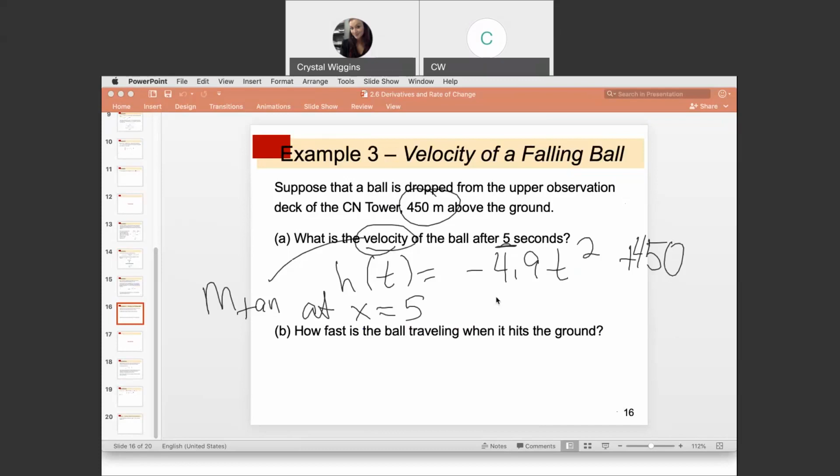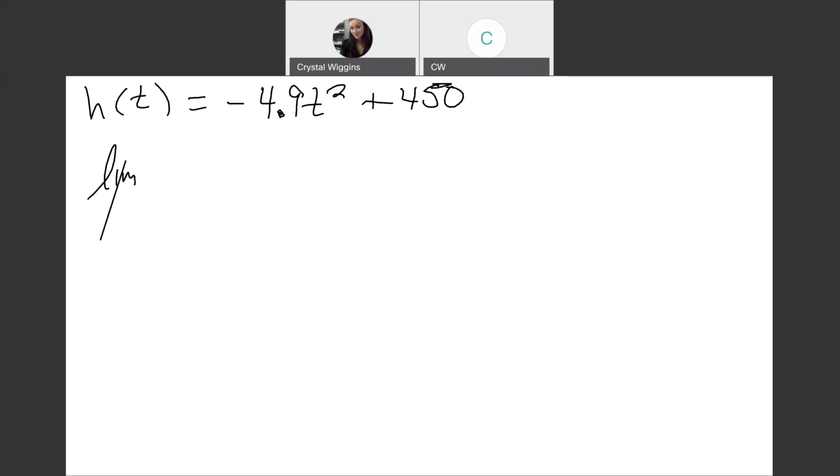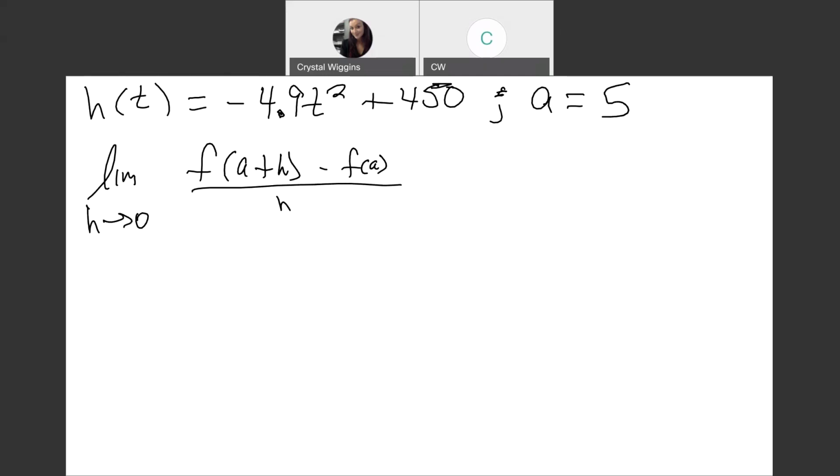Okay, let's do this using the limit definition. Now, because I don't have a whole lot of room on here, I am going to jump over to my whiteboard to do this problem. So again, the height of the ball after t seconds is equal to negative 4.9 t squared, and that number should be familiar if you've taken any physics class, plus 450. Now we are going to take the limit as h approaches 0 of f of a plus h minus f of a all over h. In this case, a equals 5, because we're talking about 5 seconds later.